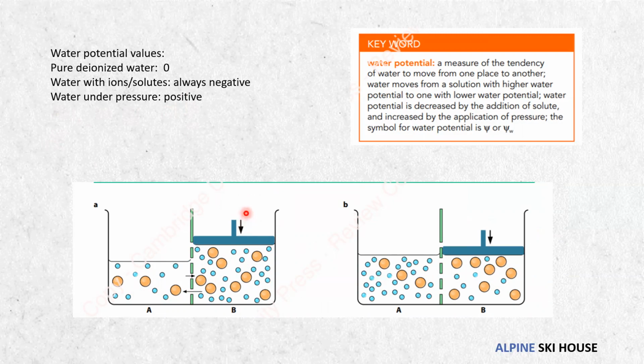MCQs will come in and you guys will get confused, but just don't get confused. Remember this trick. Pure water is always 0. Any solutes added make it negative. Pressure added makes it positive. And movement will always occur from high pressure, high water potential to low water potential. So just these 3 rules and you're good to go. So is that clear?